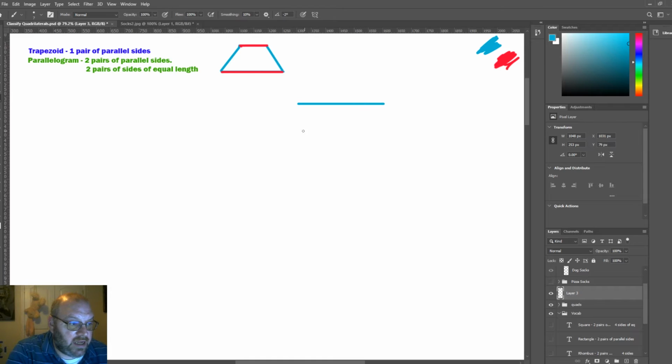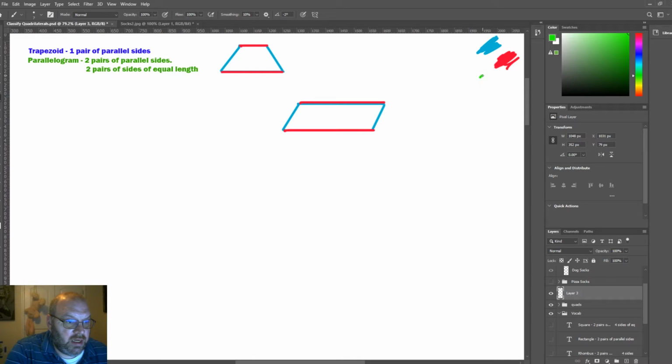We got parallel sides here. And let me go like this. And then, so two pairs of parallel sides. There. Two pairs of sides of equal length. Okay. Two pairs of parallel sides. Do we have two pairs of parallel sides? Let's point out our parallel sides. This is parallel to this, to this. So our reds are parallel.